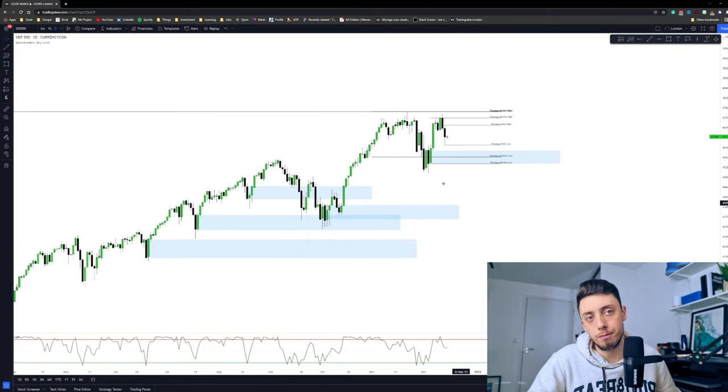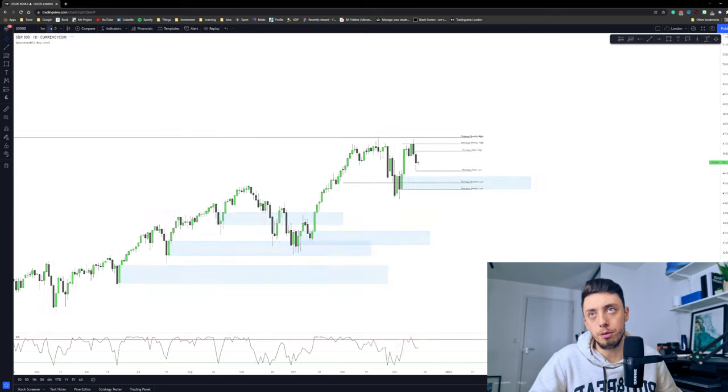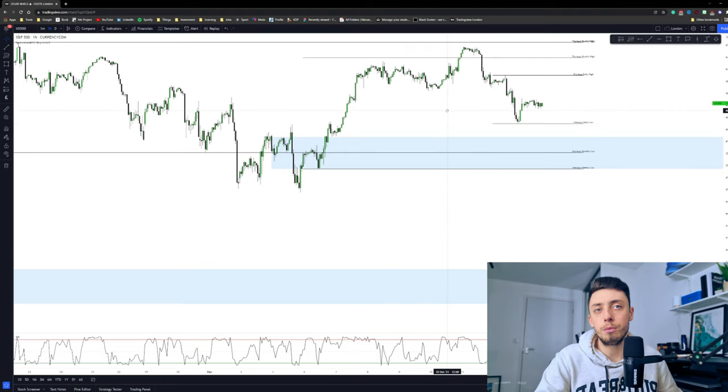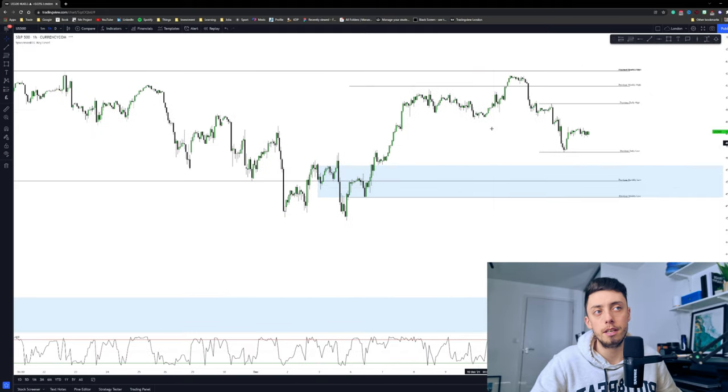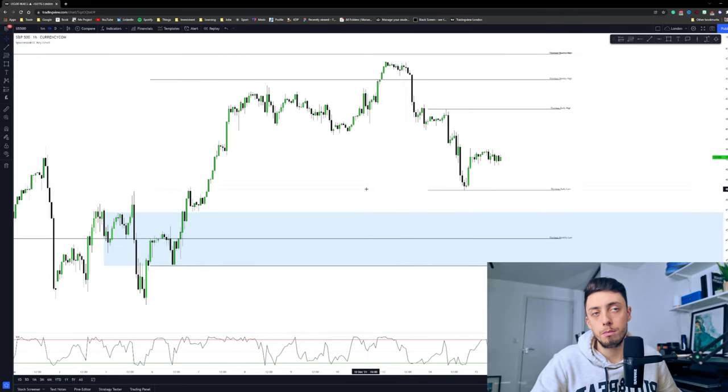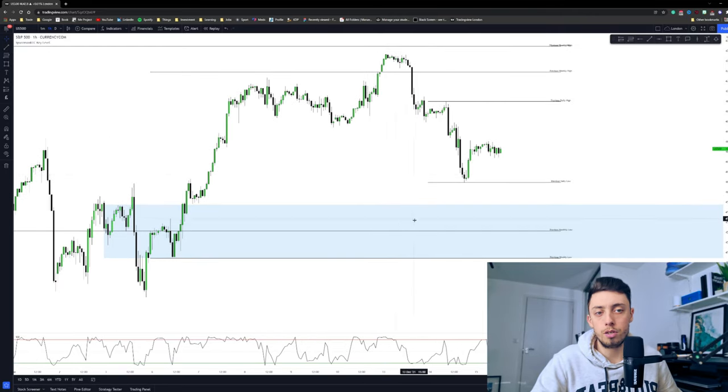Now, once you've marked out your areas, what I will do is go down to the 1 hour. So that's all I'm doing on the daily. That is it. Now I'm on the 1 hour, and this is where most of my trading will happen. Once I've got these key areas, these will stay here for a long time. Also, just because there's an order block here doesn't mean I can't trade outside of that order block.